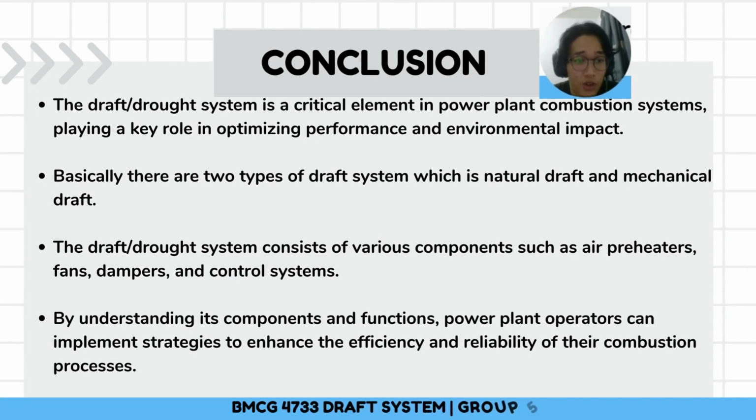1.073 meters. In conclusion, the draft system is a critical element in power plant combustion systems, playing a key role in optimizing performance and environmental impact. Basically, there are two types of draft system, which are natural draft and mechanical draft. The draft system consists of various components such as air preheaters, fans, dampers, and control systems, and many others. By understanding its components and functions, power plant operators can implement strategies to enhance the efficiency and reliability of their combustion processes.